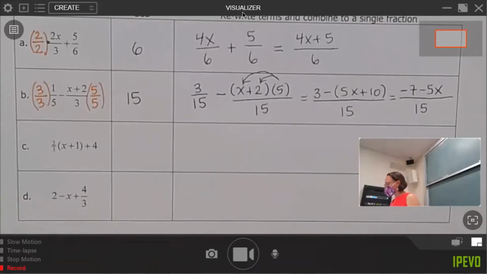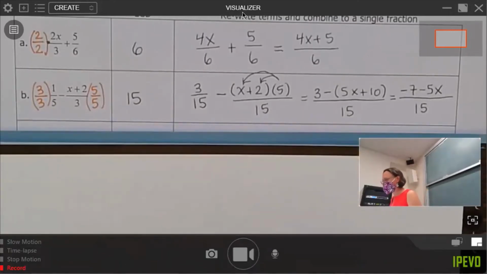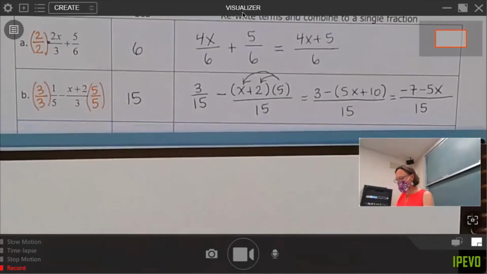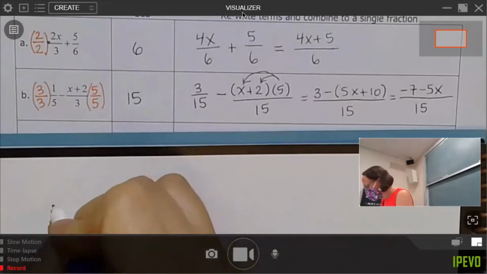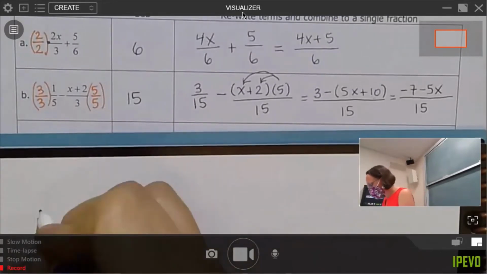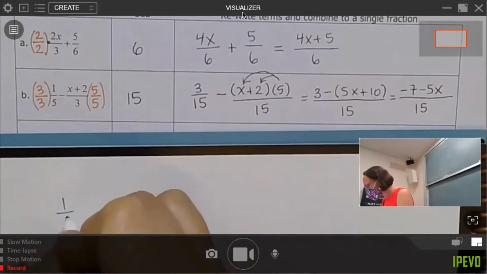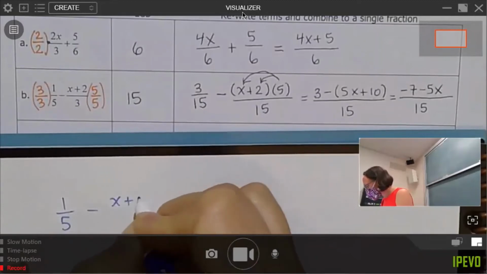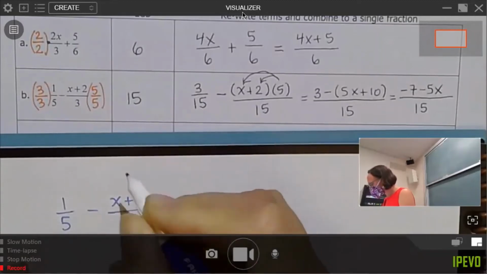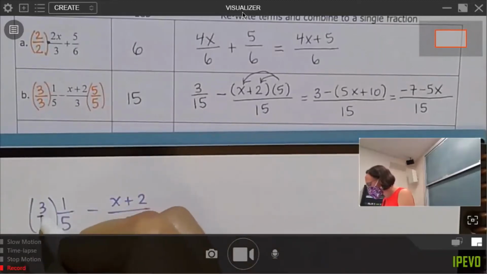Oh yeah, for sure. We'll walk through a little slower how I did the top there. I'm just going to rewrite the whole problem over here. So we had 1/5 minus x plus 2 over 3.